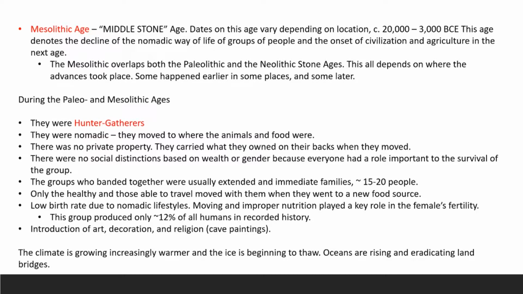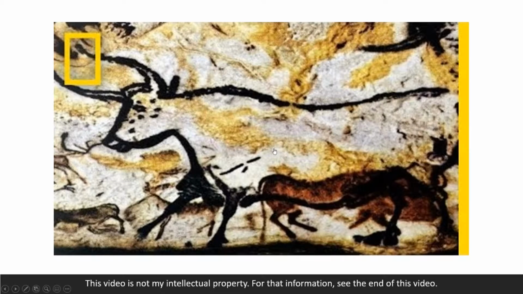We also start to see the introduction of art and decoration and religion. Now keep in mind also, the climate is growing increasingly warmer, the ice is beginning to thaw, oceans are rising and eradicating land bridges. Now, let's look at the religious part of it, the cave paintings. These cave paintings are from Lascaux.